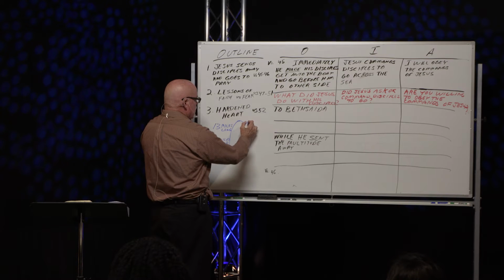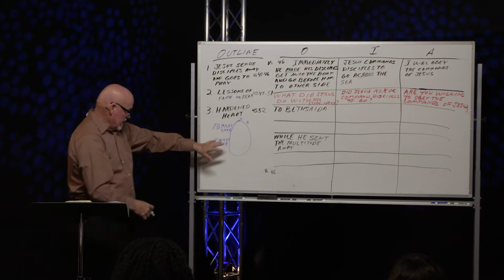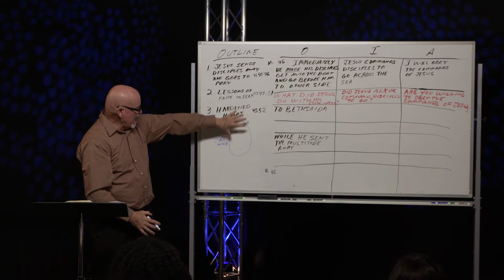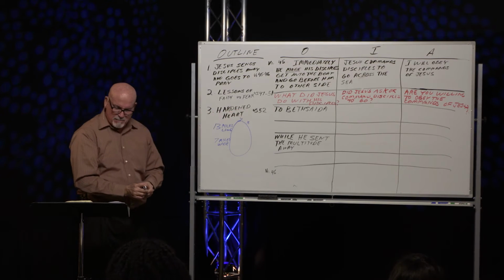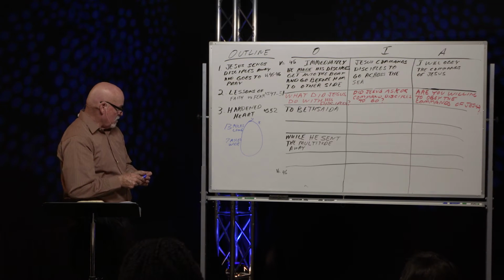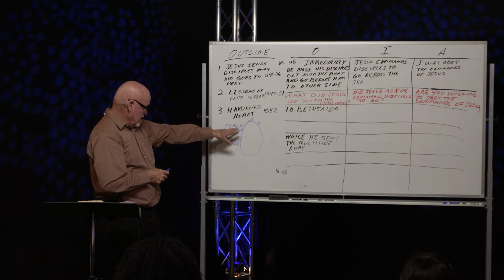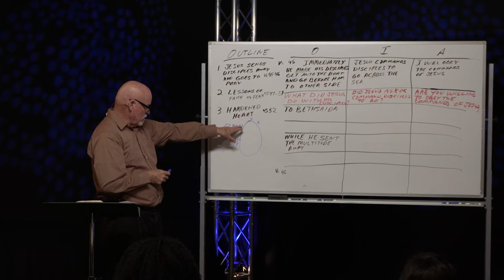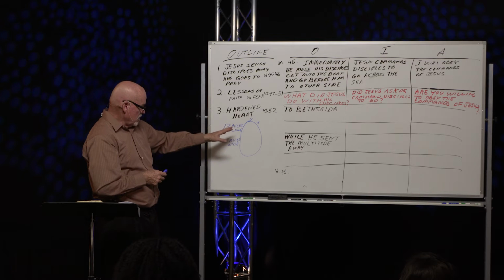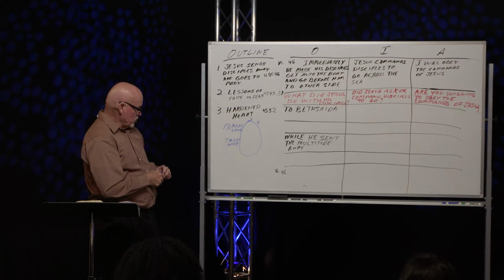Bethsaida is right up in this area up here. Capernaum's over here. Just to give people an idea, it's helpful to have a map or at least do a drawing. Now, we're not exactly sure where the disciples were, but I think they were somewhere in this area here, and so they're going to have to go across the sea. So he sends them to Bethsaida.